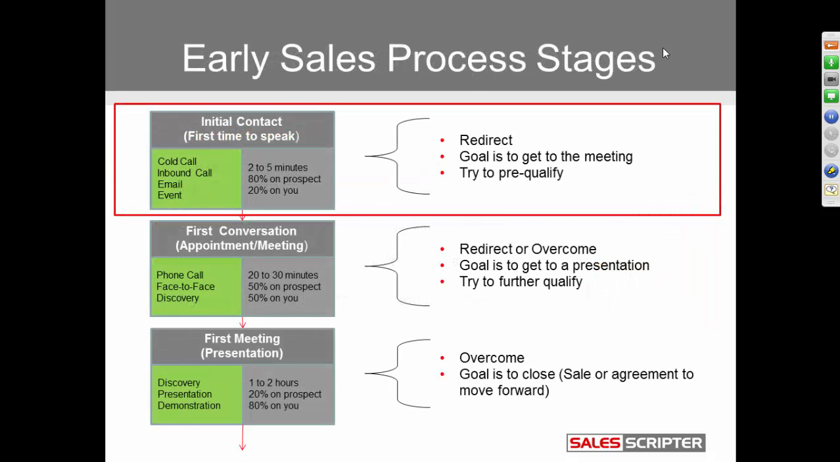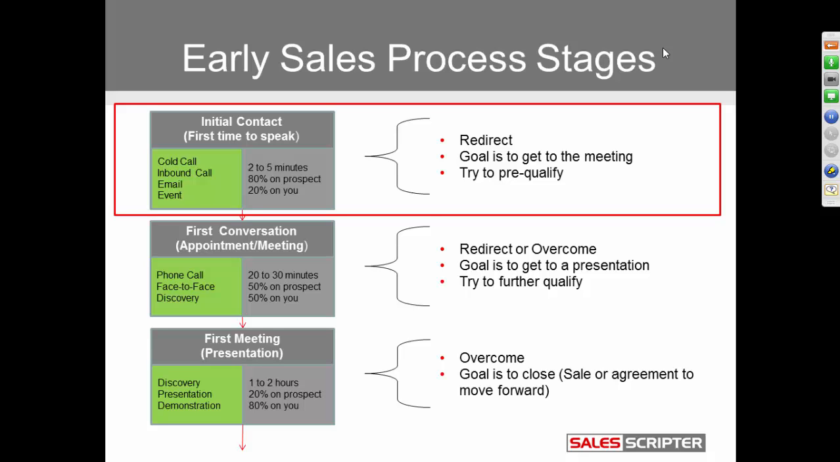So I'm going to go back to a slide I've shown on other webinars. If you've attended our other webinars, you may have seen this before. But this takes place at the very first contact. Like I said, it could be your cold call, it could be an email, it could be at an event. But at this stage, we're going to try to pre-qualify. And our goal at this stage is just to get to the next stage, which might be establishing a real conversation, an appointment, or a meeting. So all we're trying to do is qualify them enough to see if it makes sense for us to spend our valuable time with them in the next step.